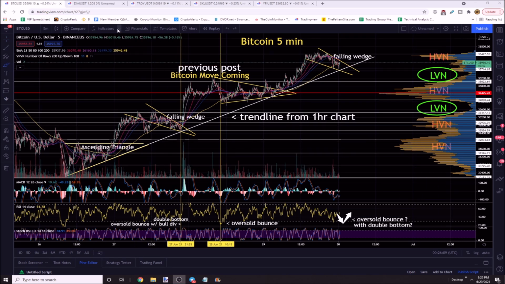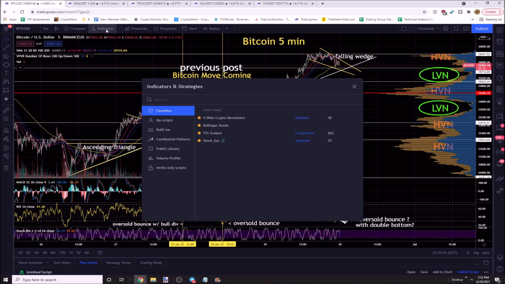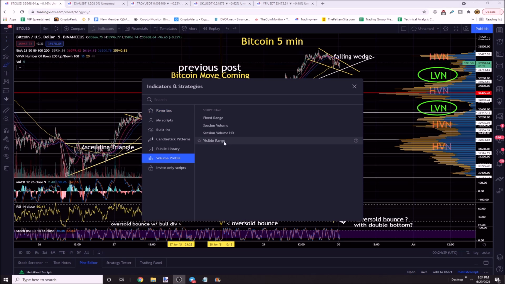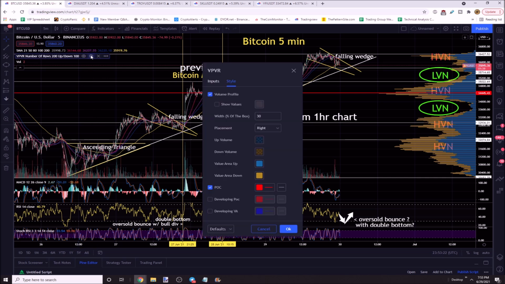Go up to your indicators button up here. In order to access this, you need to upgrade to the pro version of Tradingview, and you go down and you'll see volume profile pop up, and then you select visible range under the volume profile menu. Let me show you my settings real quick that I like on this.